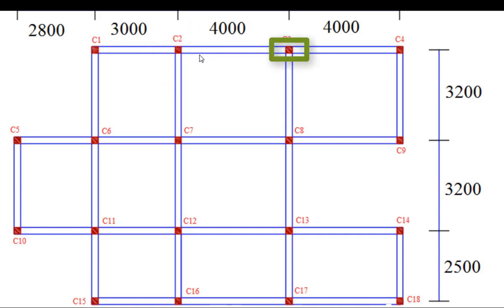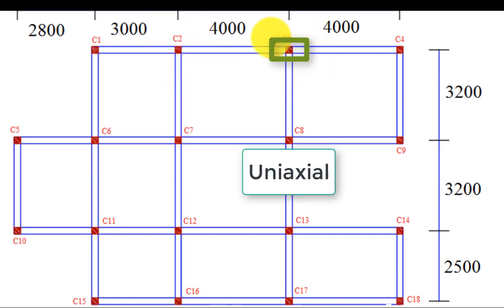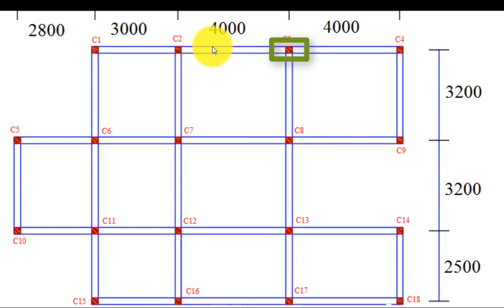C3 is a uniaxial column. It is located at the center of the x-axis, 4,000 to the left, 4,000 to the right. But what about the y-axis? There is only one beam in this direction, thereby it is uniaxial in this direction. Therefore, C3 is a uniaxial column.